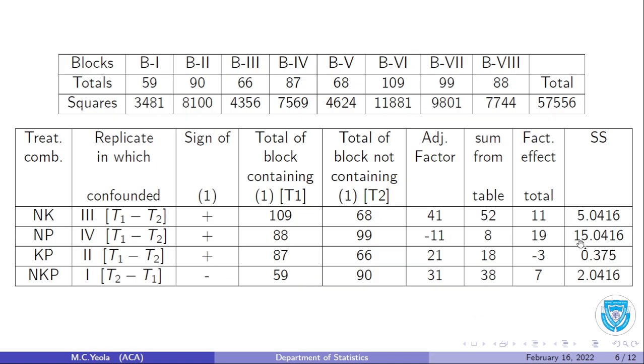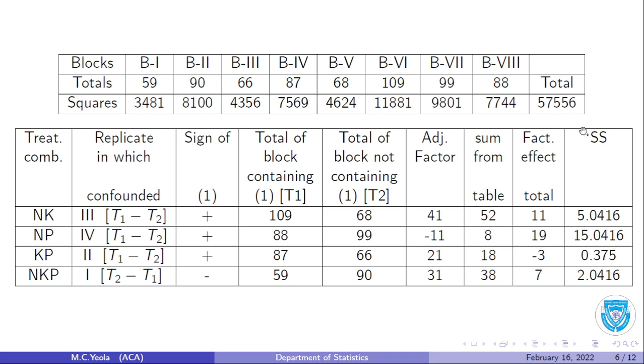Then how do we get the factorial effect total? We subtract the adjustment factor from whatever total we are having from the Yates table. So 52 minus 41, that is 11 here. Then 8 minus 11 gives us 19. 18 minus 21 gives us minus 3. 38 minus 31 gives us 7. In such a way we get the factorial effect total by subtracting the adjustment factor related to these treatment combinations which are confounded in the different replicates.